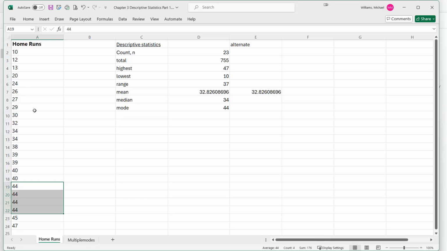Anyway. Now what else can we do for descriptive statistics? We can do quartiles. You know what a quartile is? The first quartile is 25% of the way up.